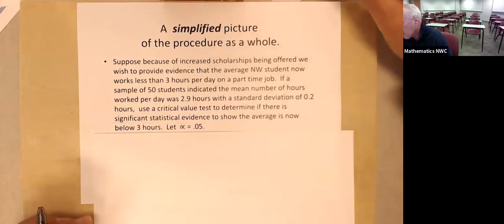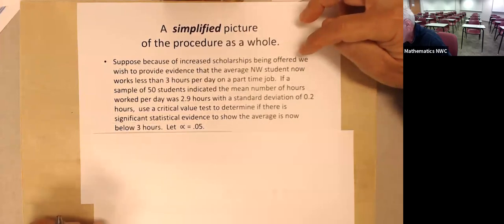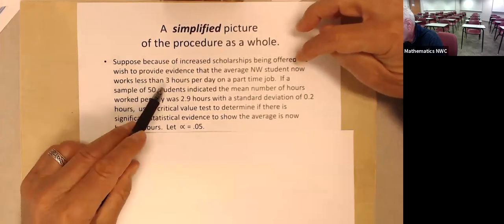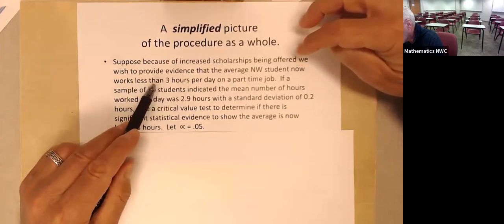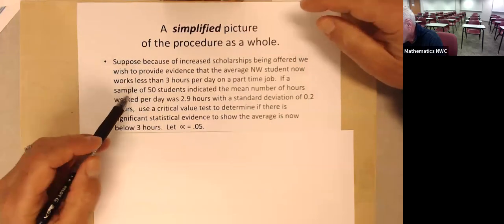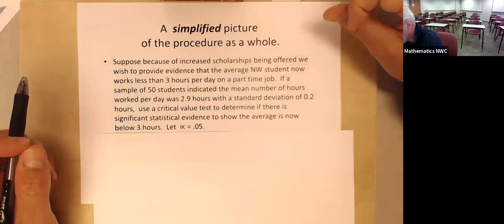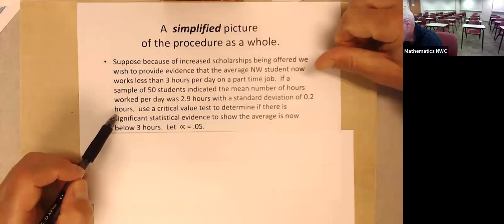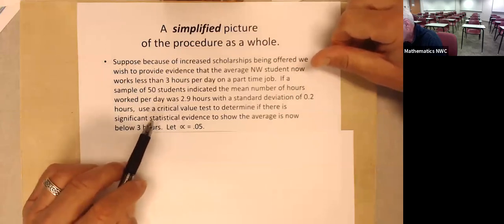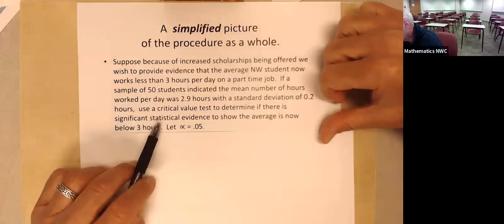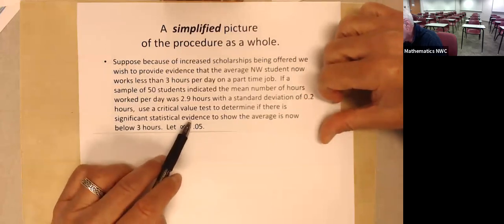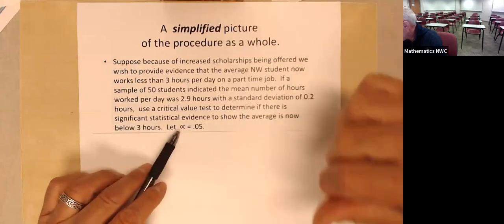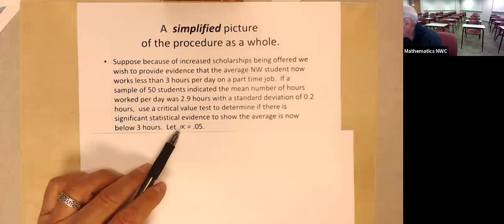Suppose, because of increased scholarships being offered, we wish to provide evidence that the average Northwestern student now works less than 3 hours per day. That's the average. If a sample of 50 students indicates that the mean number of hours worked per day was 2.9, with a standard deviation of 0.2 hours, use a critical value test to determine if there is significant statistical evidence, that's like saying mathematical evidence, to show that the average is now below 3. Let alpha be 0.05. Okay?